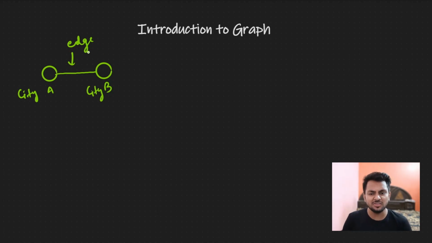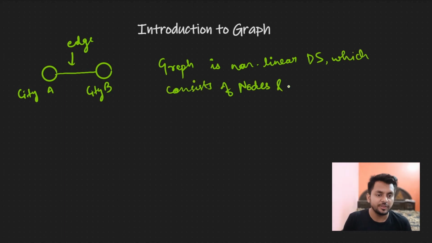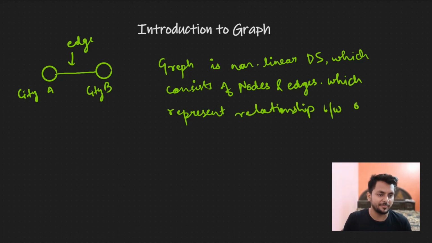If this edge shows any relationship, for now let's say this edge, then we can move from city A to city B through this path. I hope you understand what is node, what is edge and what is graph. So I can write the definition of graph. Graph is a non-linear data structure which consists of nodes and edges which represent relationship between objects. I hope the definition of graph is clear to you.